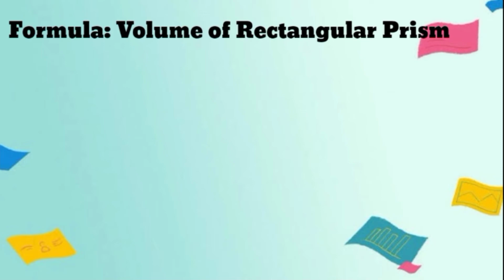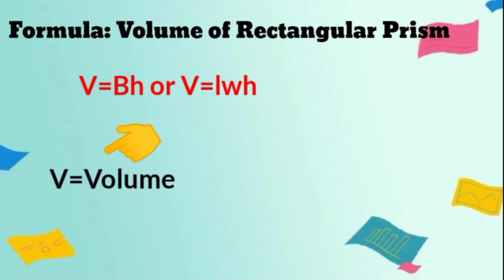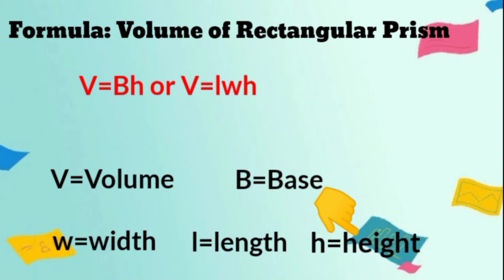The formula in finding the volume of a rectangular prism is V = B × H, or V = L × W × H, where V is equal to volume, W stands for the width, B stands for the base, L stands for the length, and H stands for the height.